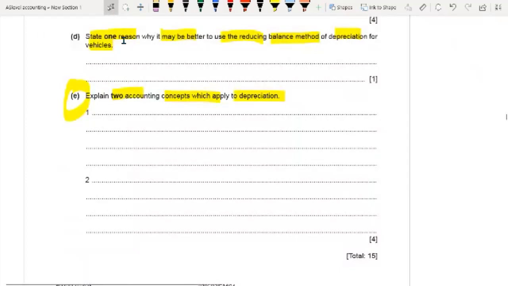Okay, so our first, the D part is: state one reason why it may be better to use the reducing balance method of depreciation for vehicles. So for this question, we can say that annual charge more closely reflects the loss in value of motor vehicle. Okay, and we can also say that earning power of motor vehicles diminishes over time.